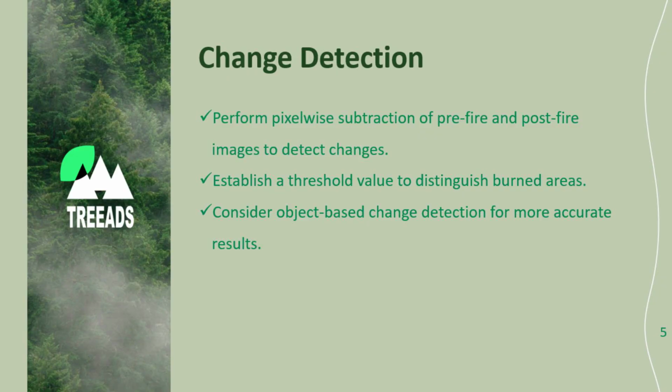Change detection. Perform pixel-wise subtraction of pre-fire and post-fire images to detect changes. This approach highlights the areas that have been altered by the fire. Establish a threshold value to distinguish burned areas from unburned vegetation and non-vegetated areas. This can be done by comparing spectral indices or reflectance values.